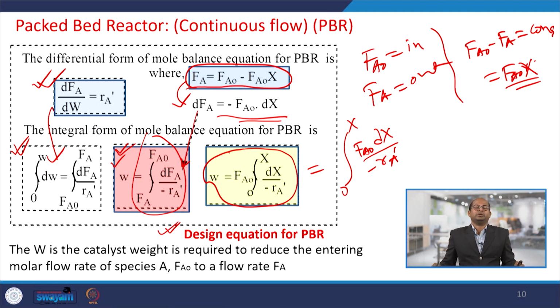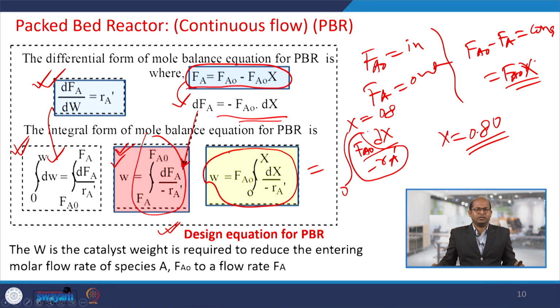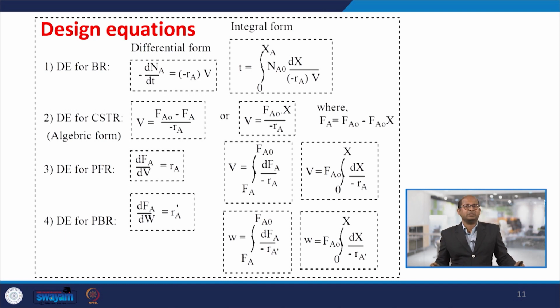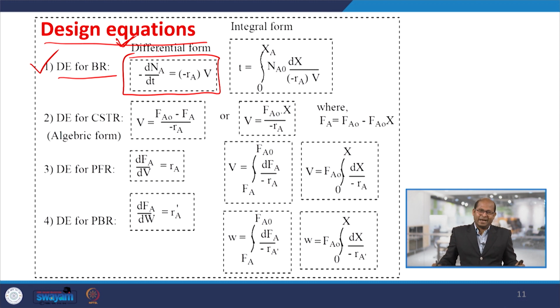We can calculate this W once x is specified. Let us say we need 80% conversion. For 80% conversion we can put x as 0.8, and if you know these components, we will discuss that later. So what are the uses of these design equations? At the beginning, in our last class, we discussed the design equation for batch reactors, in the differential form, that is minus dNA by dt equals minus RA into V, expressed in terms of component A.